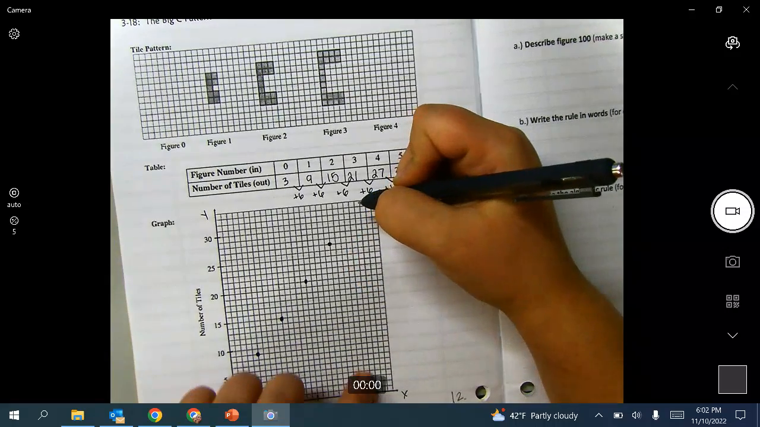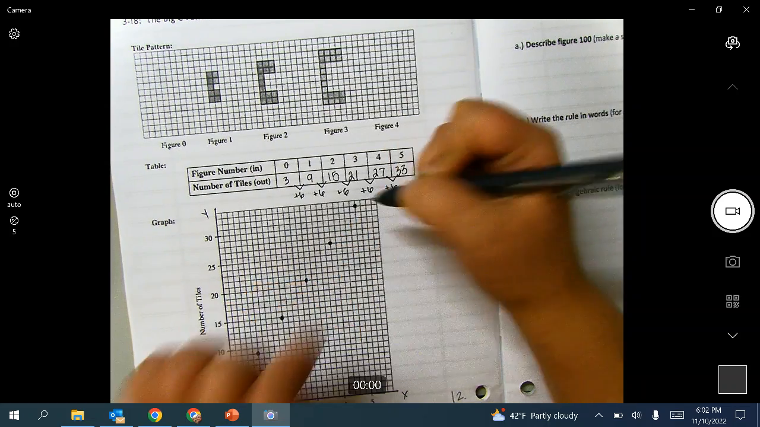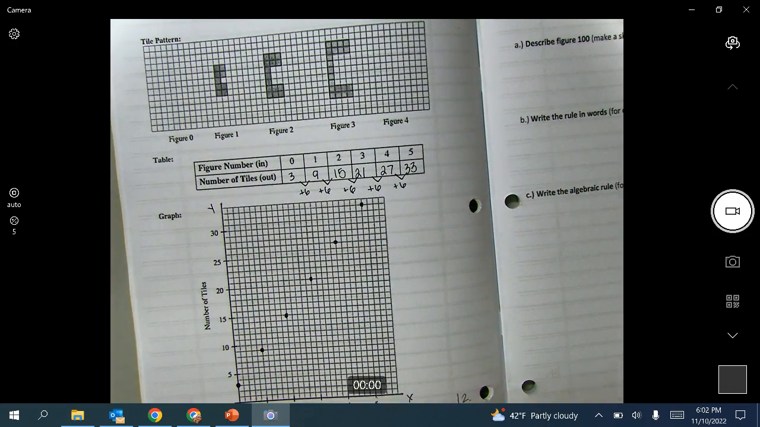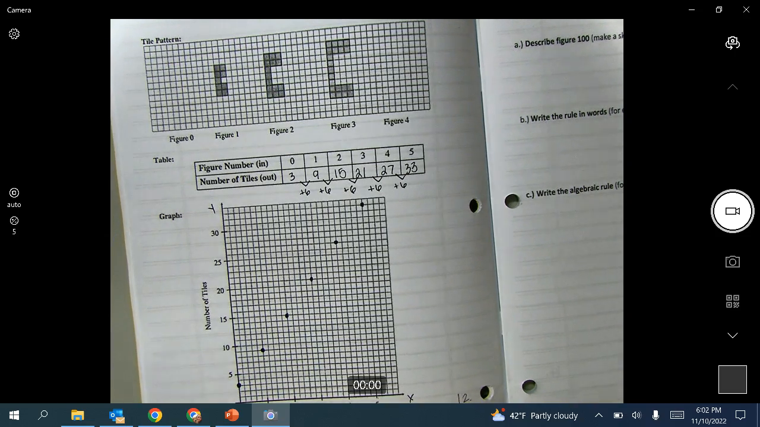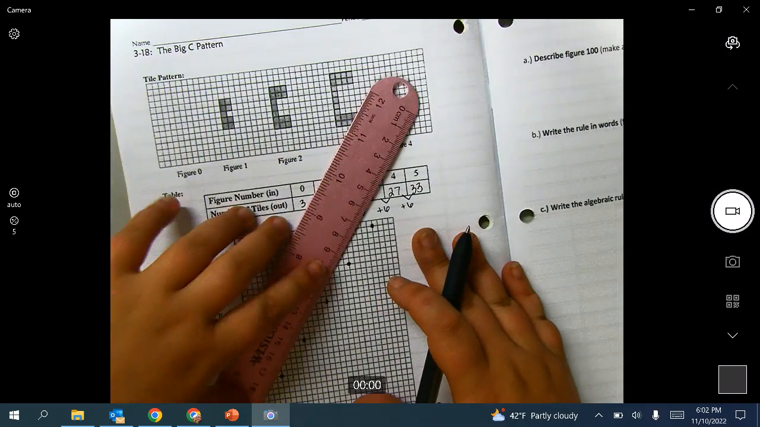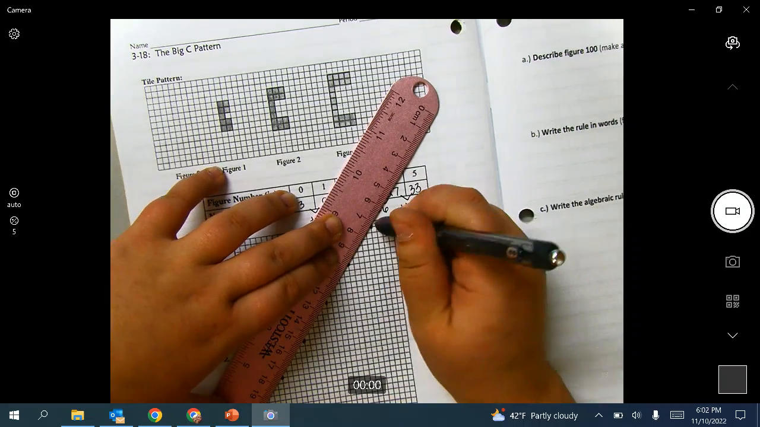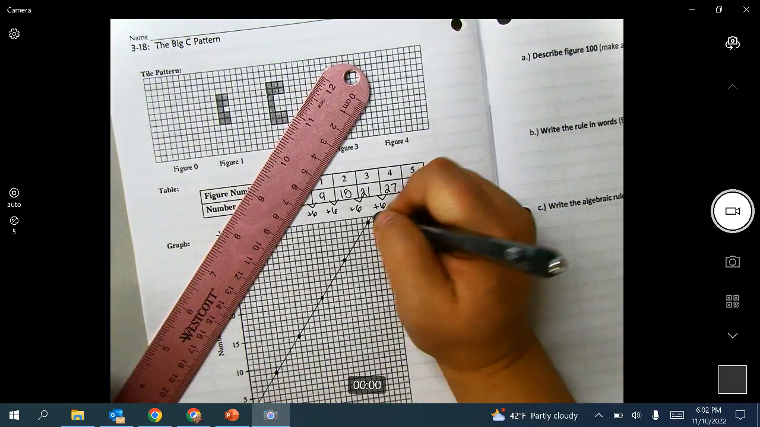Oh, I just lost my place. There. Okay, so I've got my figure numbers graphed. So I can use this rule to make some predictions. Here, let me connect a line.